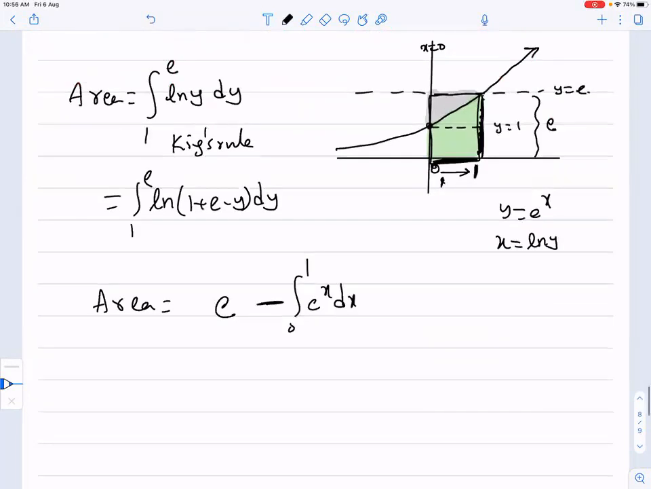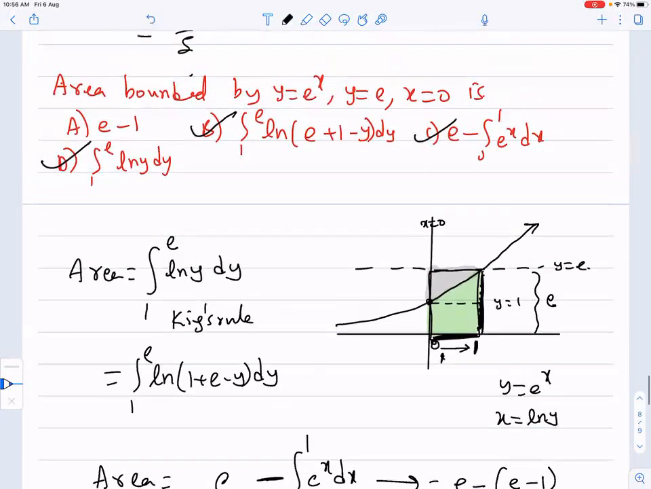And we will evaluate it: e minus, what is the evaluation? The integral of e raised to x is e minus 1. So e cancels, and 1 is the answer. So this is the wrong answer, the first option. Do you understand, students? Please write it down.